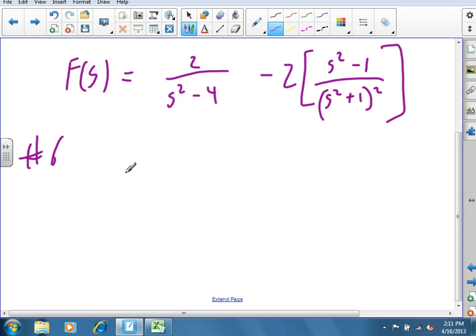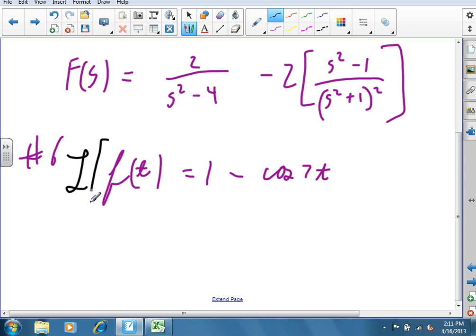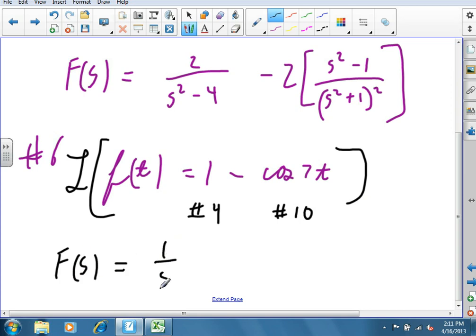I have f of t is 1 minus cosine 7t, and I want to take the Laplace transform of this. I find that the 1 in my Laplace transform table is number 4, and I find the cosine function to be number 10. And I write down the final answer, F of s is equal to 1 over s minus s over s squared minus 49.